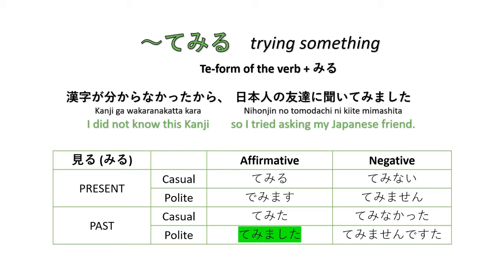So here we have mimashita. Te mimashita, meaning the verb is in the past tense. Nihonjin no tomodachi ni kiite mimashita. Okay, so te mimashita.